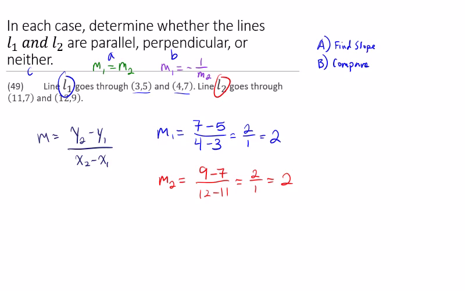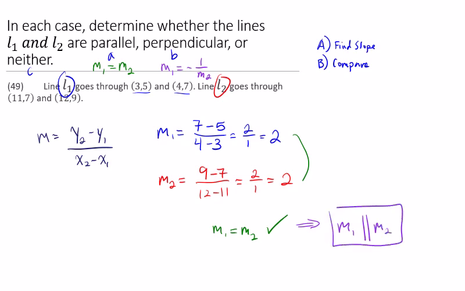All right, so now let's compare. So 2 and 2. Does M1 equal M2? The answer is yeah, they do. And therefore M1 is parallel, right? That's the symbol for parallel, M2. Okay, so you can leave it like that, or you can just say parallel. That's fine with me. So that's how we do it. Let's try another one.